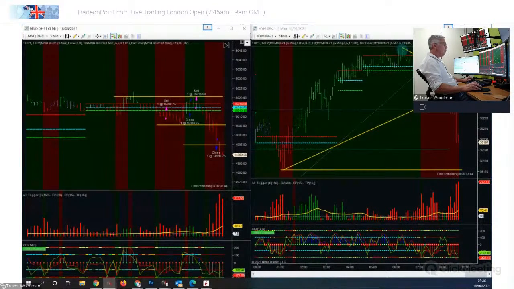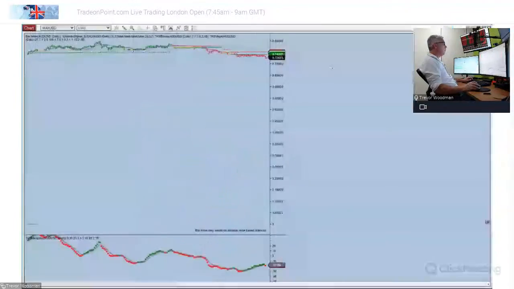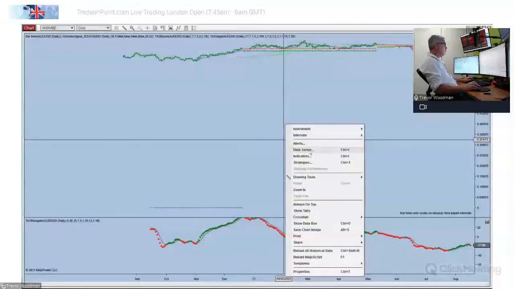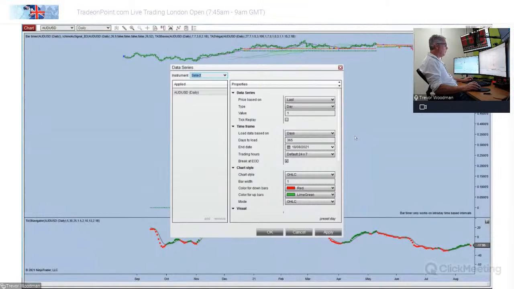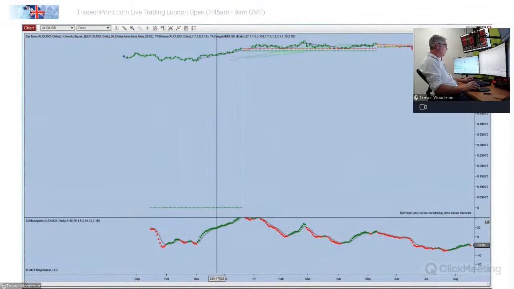You can see the Dow Jones still selling off, so I'm celebrating my swing trades at the moment, but let's have a look at some more markets. Okay, Aussie dollar. Let me just get a little bit more data. Okay, 365 days should be enough.